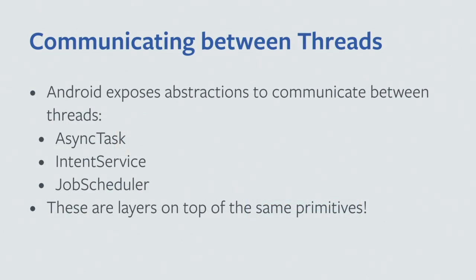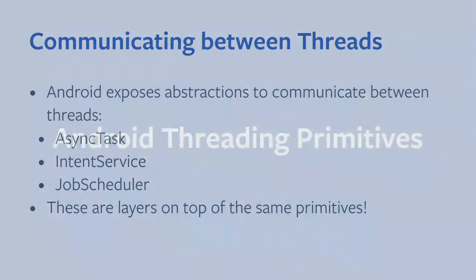Android exposes a number of abstractions for communicating between threads. So you've got things like AsyncTask, IntentService, and JobScheduler. One of the cool things is that these are all just layers that are built on top of the same very simple threading primitive. So we're going to talk about those now.